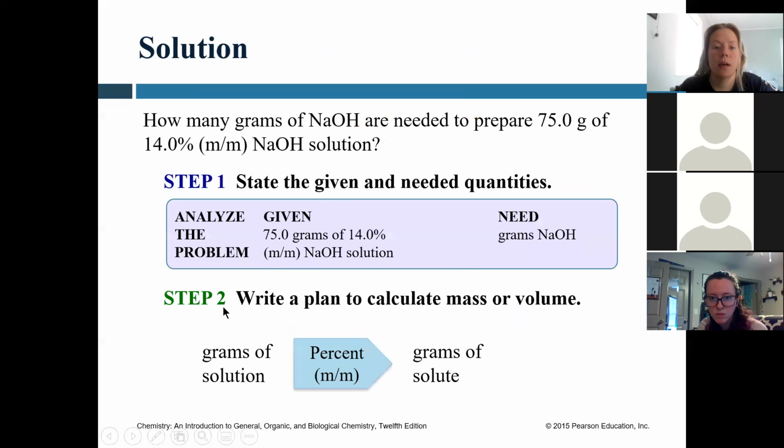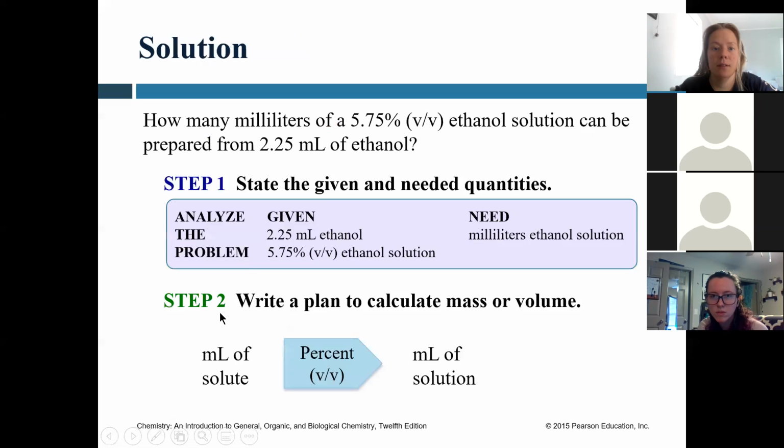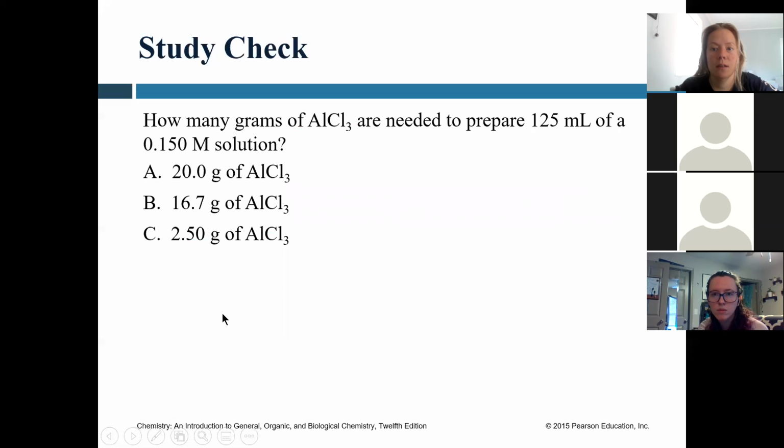So I don't want to do that one because we already worked on that. I do want to do this one. Okay. How many grams of AlCl3 are needed to prepare 125 milliliters, hint, hint, wink, wink, milliliters of a 0.150 molar solution? And so you guys have, I'll give you about 4 or 5 minutes to do this one.